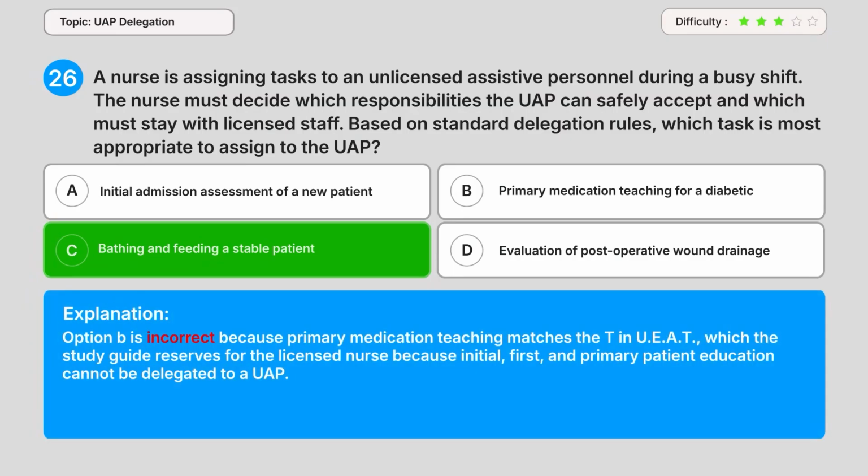Option B is incorrect because primary medication teaching matches the T in UEAT, which the study guide reserves for the licensed nurse because initial, first, and primary patient education cannot be delegated to a UAP.